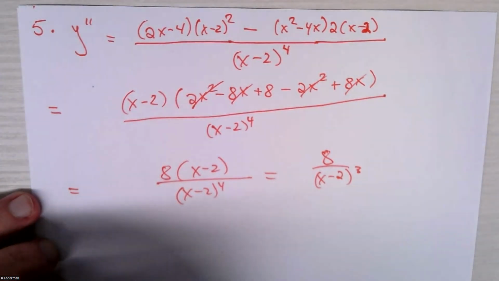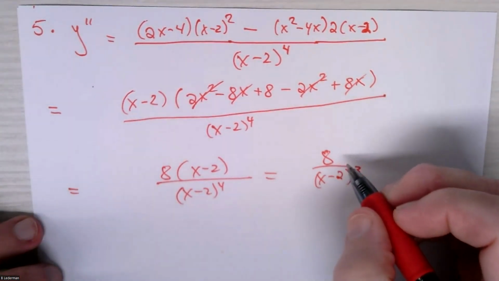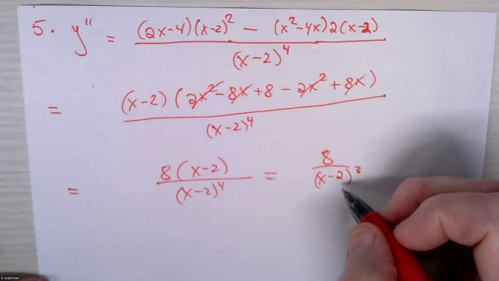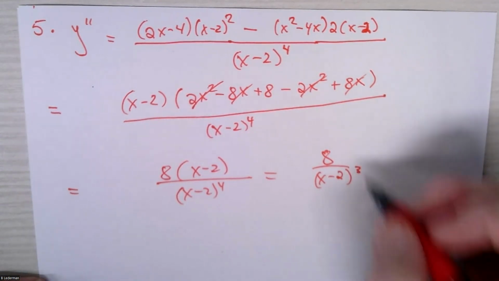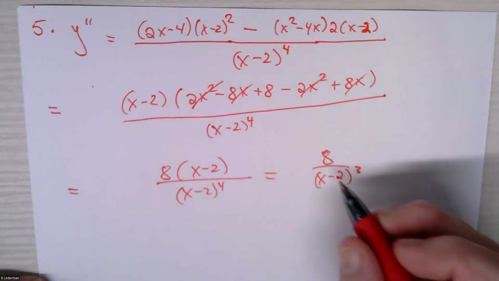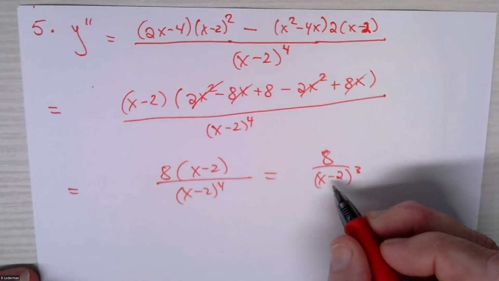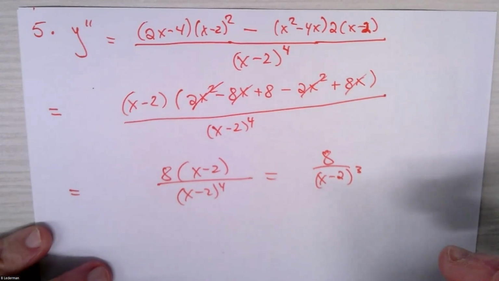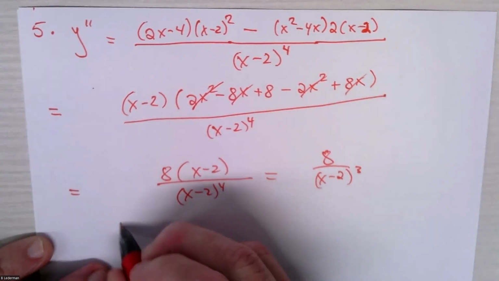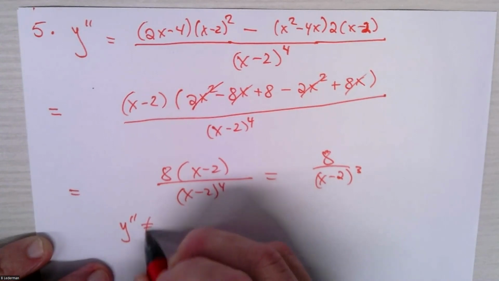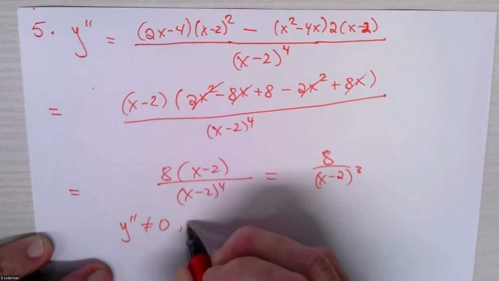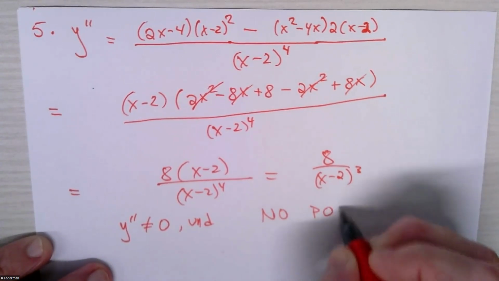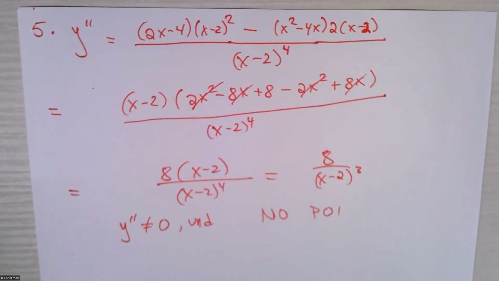Well, the top is 8, which is never equal to 0, so the top can never equal 0. The bottom can never equal 0 because x equals 2 is not part of our domain. So basically, y double prime never equals 0, and it's never undefined. So that means no possible points of inflection.